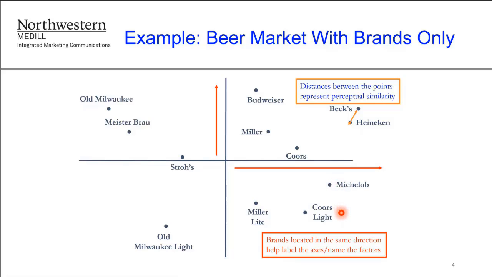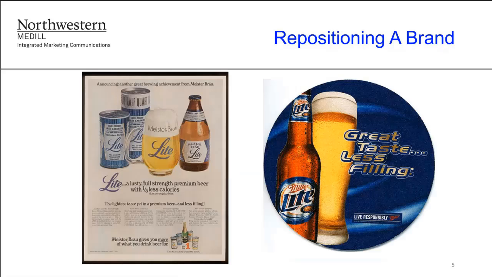But in essence, what we can do here is name the factors based on the brand location, okay? So for brands located in the same direction, maybe this certain group of brands here, and a certain brand up here, based on the brand locations, we can name the factors.